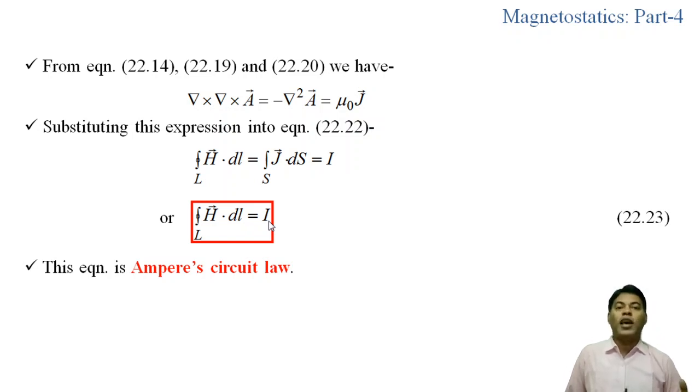So what we have studied here is the calculation of the magnetic vector potential. After calculating the magnetic vector potential, we have derived the Biot-Savart law as well as Ampere's circuit law using the magnetic vector potential.